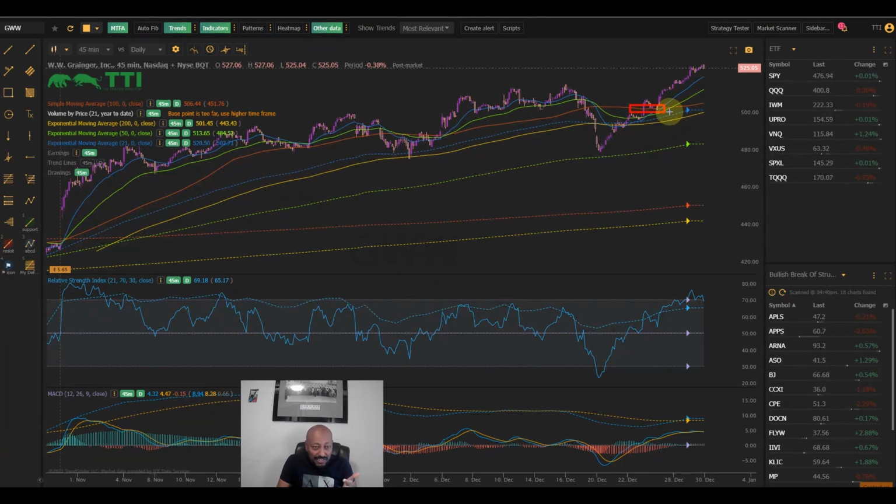Now the question is, we can't scan through thousands of charts. We want to create a scan, and I found TrendSpider to be able to give us the scan that we're looking for, this kind of trend analysis.